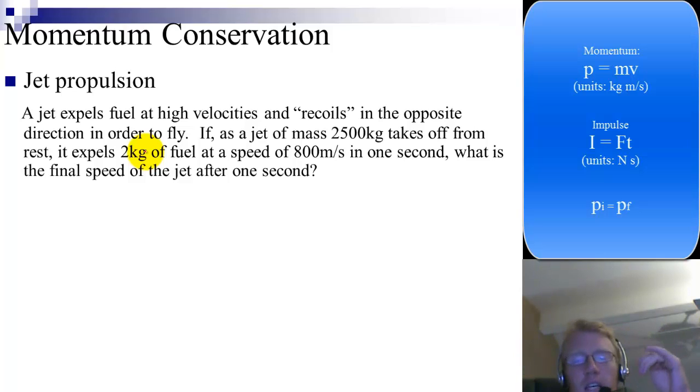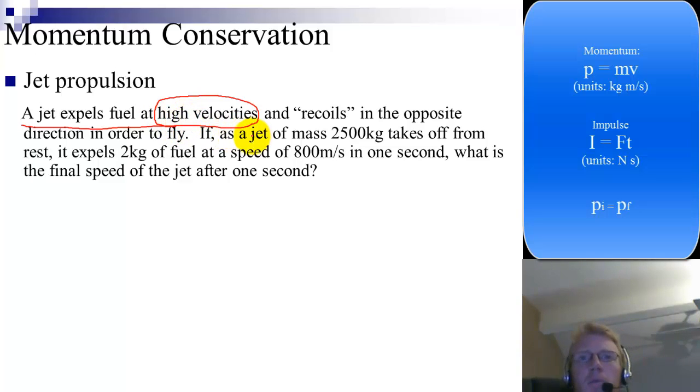So as we just said, the change in velocity is inversely proportional to the mass. The mass of the jet is really big and the mass of the fuel is really small. So if you want the jet to be able to fly, you need the fuel that's coming out the back of it to either have a lot of mass or to be going really, really fast. So it expels fuel at very high velocities. The faster the jet engine can expel that gas, the bigger the force it's putting on it, which will provide a bigger force forward on the jet.